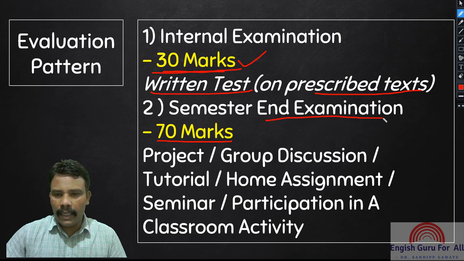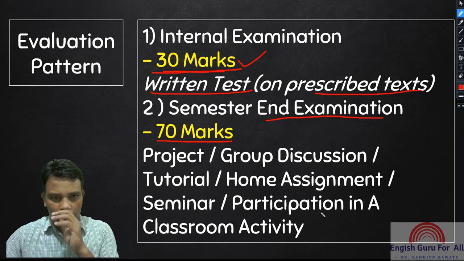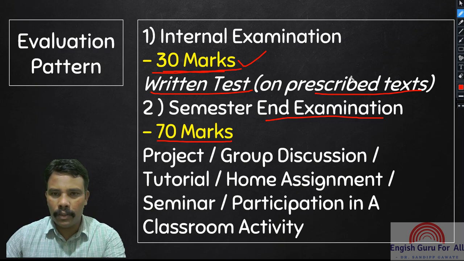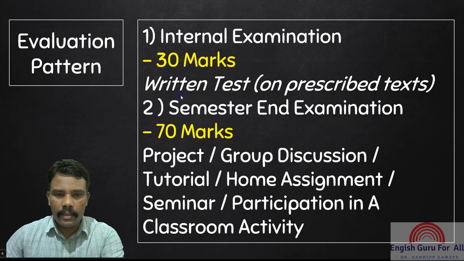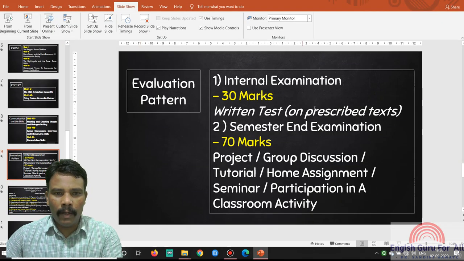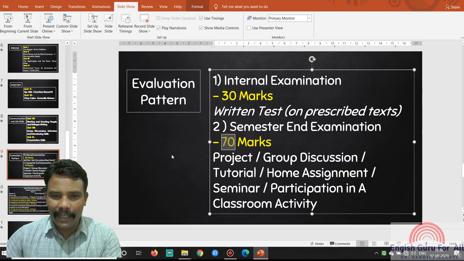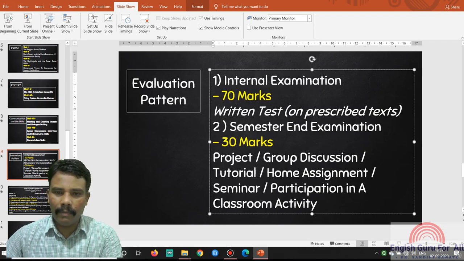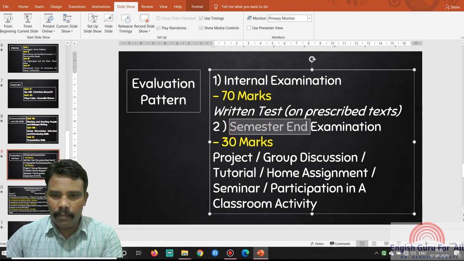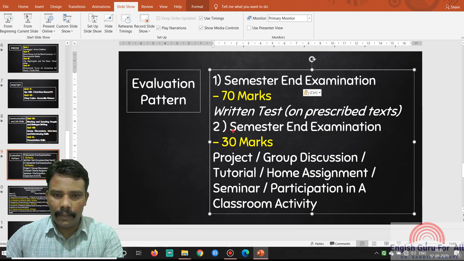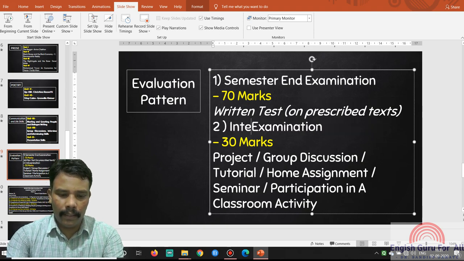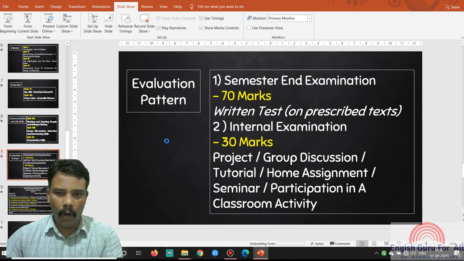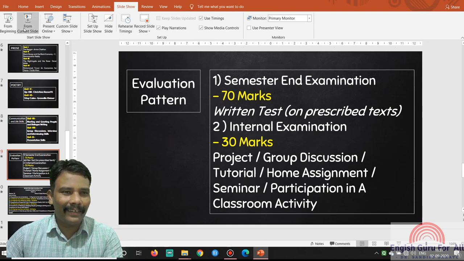Then we are going to discuss the semester end examination. Let me change this one, one second. You need to understand here that 30 marks must be there, and here must be 70 marks. This part should be internal marks. Okay, now this is clear.